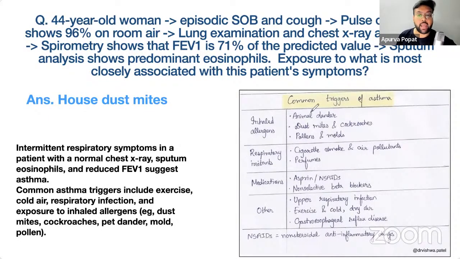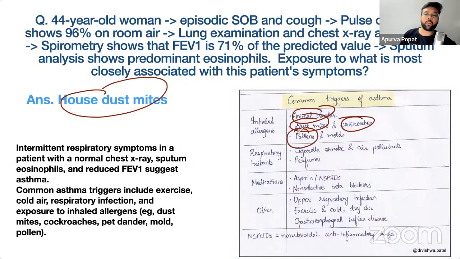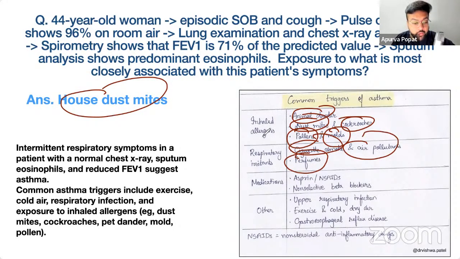It can be animal dander, dust mites, house dust mites, cockroaches, pollens, molds, cigarette smoke, air pollution, perfumes. That's why whenever you go for rotations in any hospital, they have those instructions written: never put on a lot of strong perfumes, because some patients may have asthma and you might precipitate asthma in those patients. Also beta blockers, because beta blockers can prevent beta-2 mediated bronchodilation.